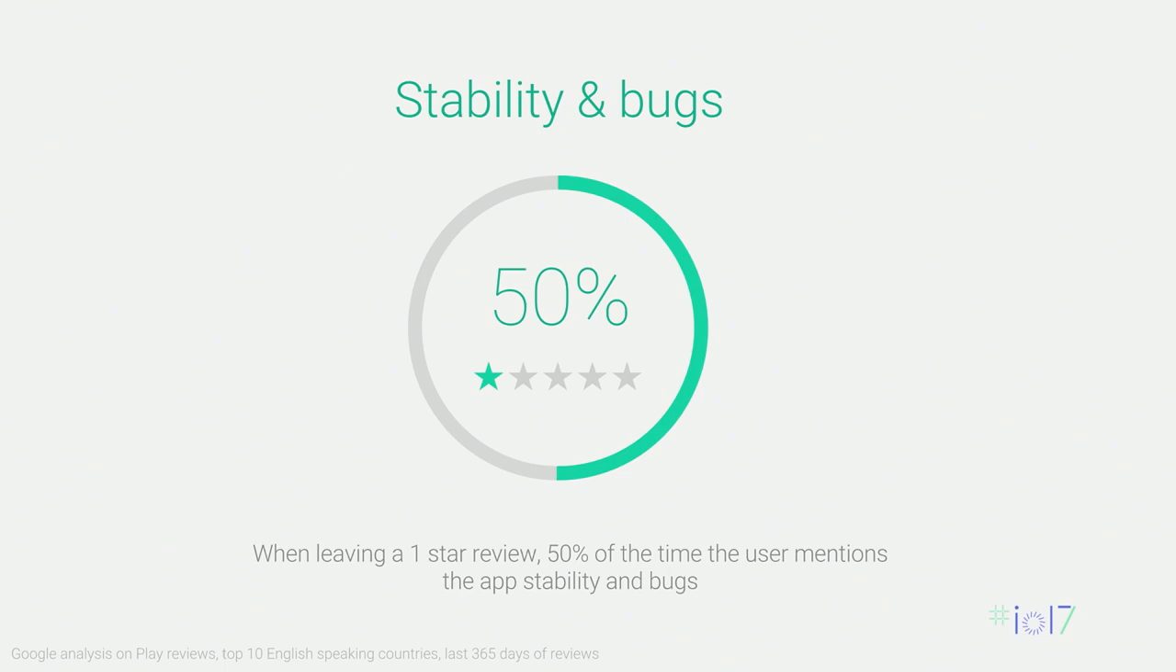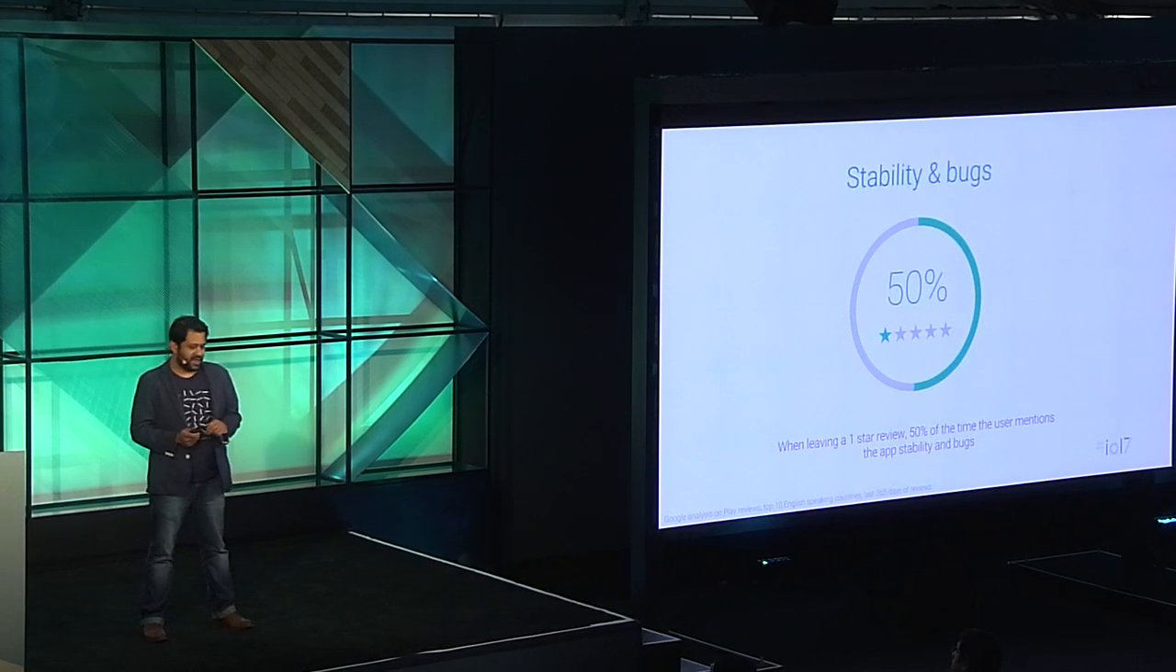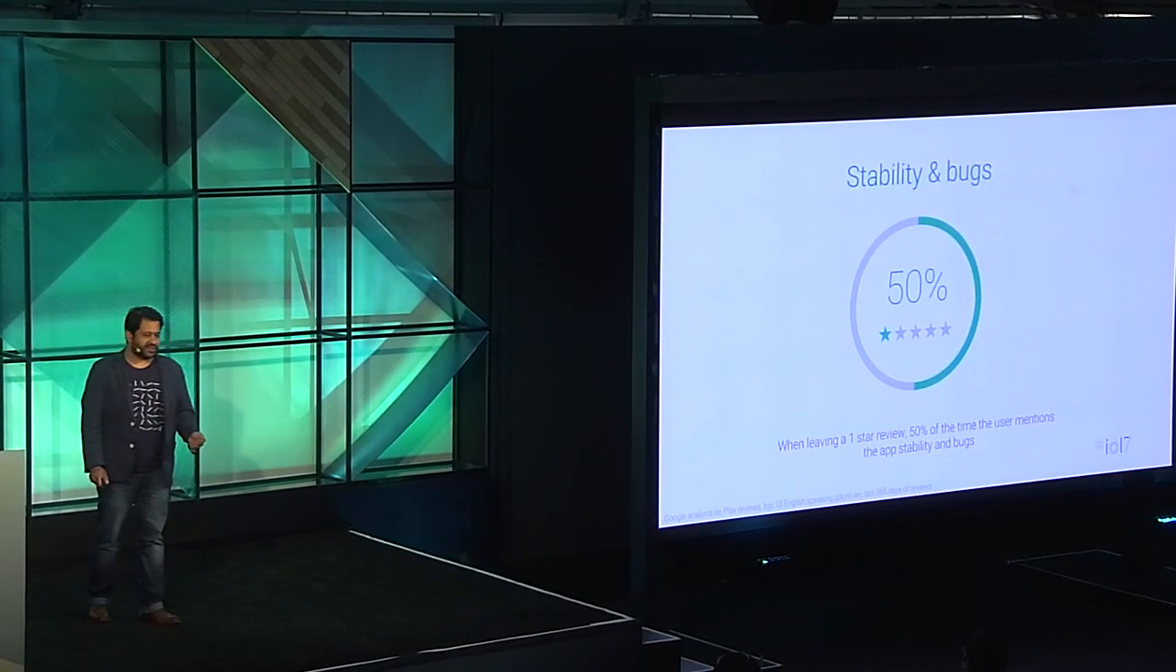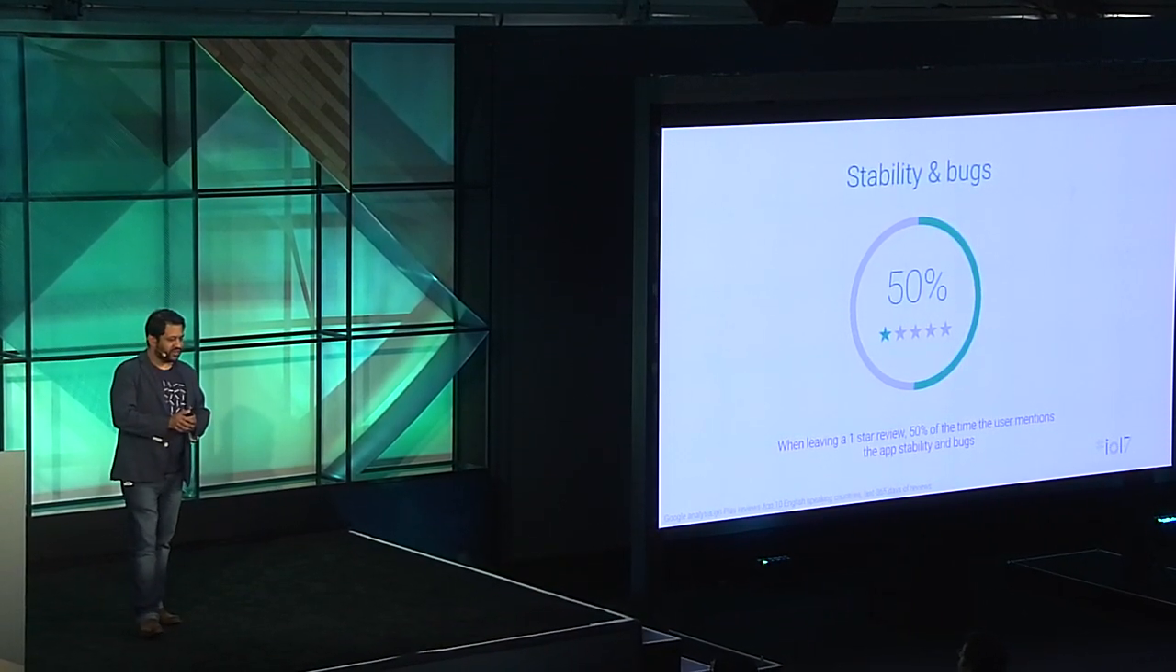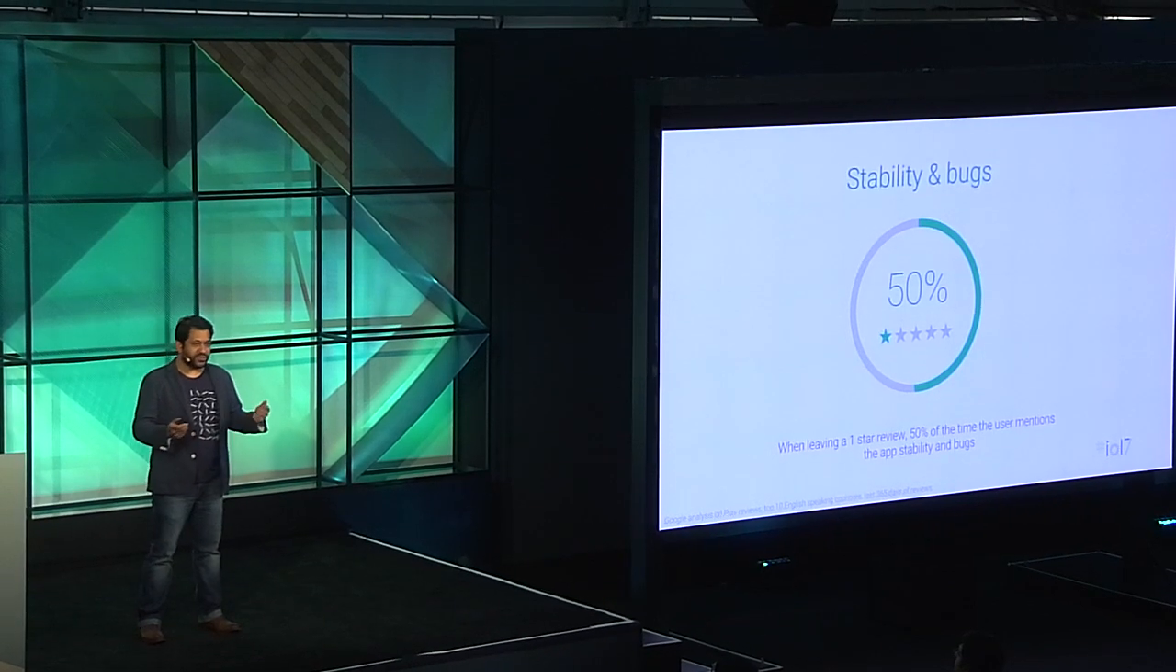And Jane knows it's important to release a high-quality app if she wants happy customers. In fact, we did a recent analysis of Google Play Store reviews, and we saw 50% of all one-star reviews mention stability and bugs. So the data here really speaks for itself. If you have a slow and crashy app, your users will notice.